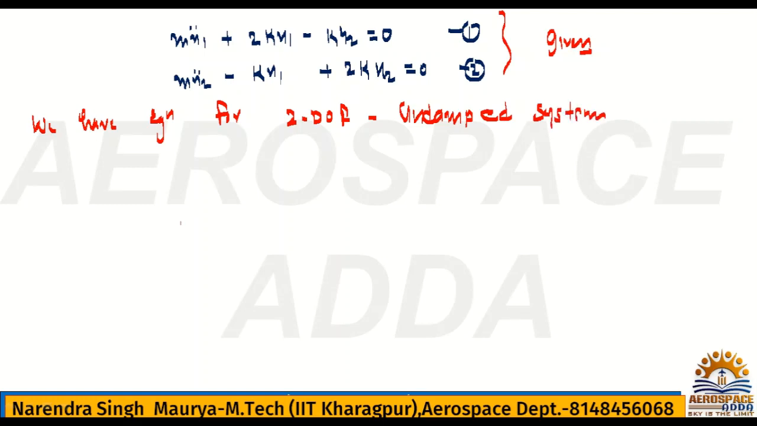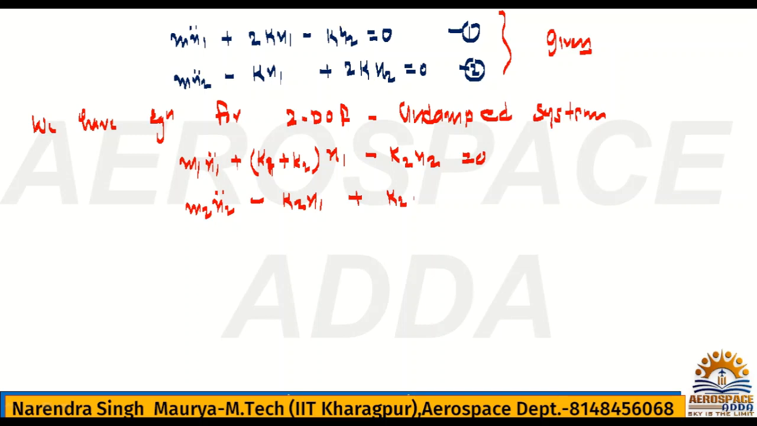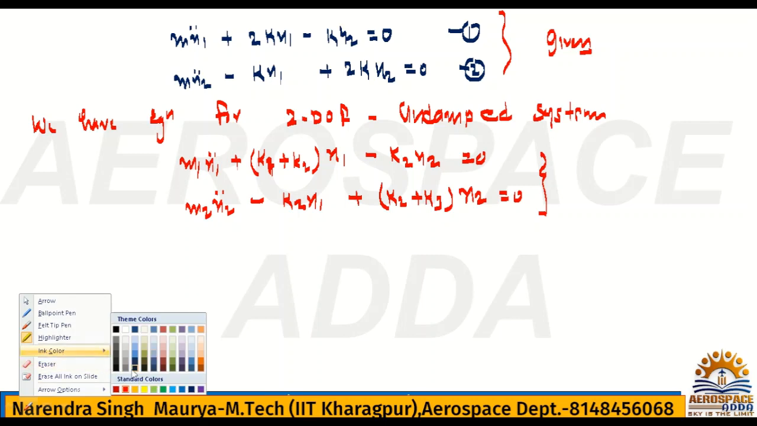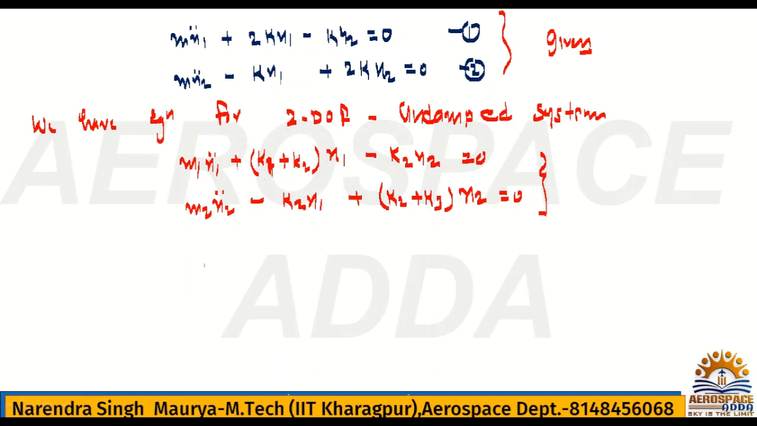What are these two equations? Just now I have written, you just take and write the comparison. So it is m1 x1 double dot plus (k1 plus k2) x1 minus k2 x2 equal to 0, and m2 x2 double dot minus k2 x1 plus (k2 plus k3) into x2 equal to 0. This is the equation, okay. This is the equation for a 2 degree of freedom undamped system. Now you compare here. Once you compare, check what k1 plus k2 you are getting here. K1 plus k2 is equal to what? It's 2k.